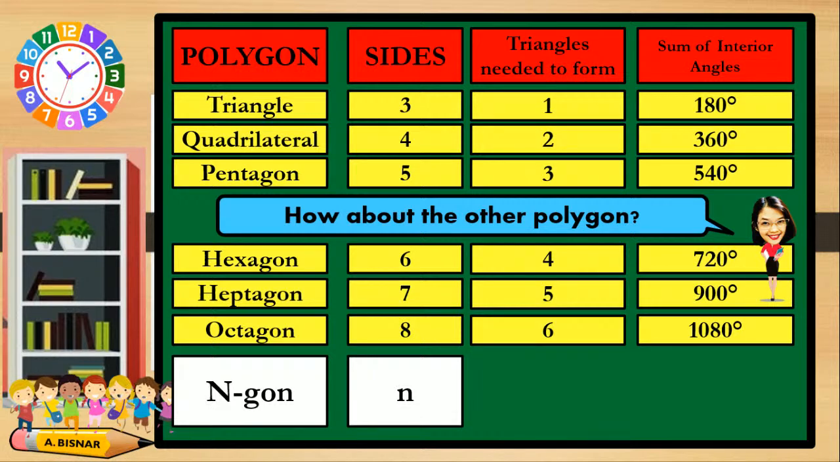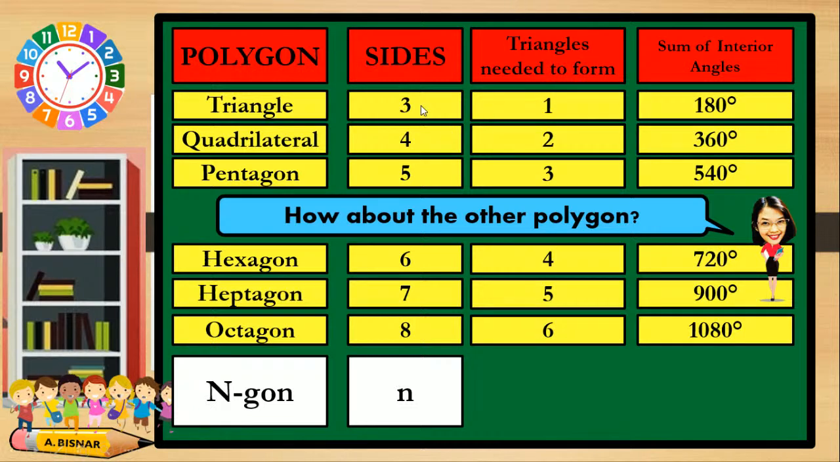May na-observe ba kayong pattern? Again, relate it to the number of sides. Kung meron po kayong na-observe, ano yun? Anong nangyayari? You type your answers. Ano po yung na-observe? Nadi-divide ba? Mula sa 3, naging 1. Mula sa 4, naging 2. Mula sa 5, naging 3. What is the pattern that you can observe? Okay, I have 11 students pala because 11 are watching.